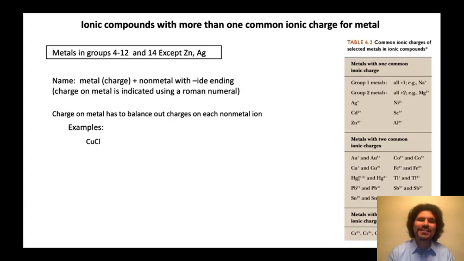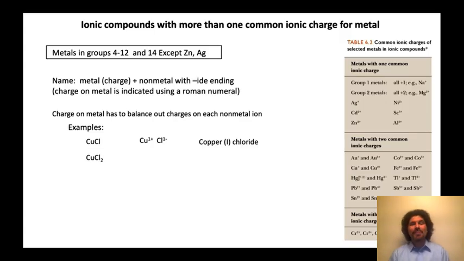Okay, so our first example involves copper, CuCl. Okay, so in this case, Cl is -1, so therefore copper has to be +1 in order to have a formula where there's just one copper and one chlorine. So the name for this is copper(I) chloride. The I is a Roman numeral that shows that the copper has a +1 charge.